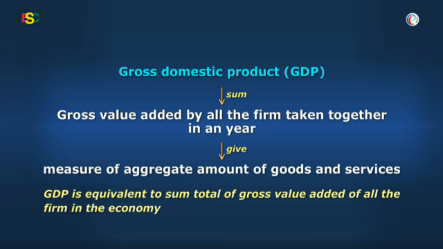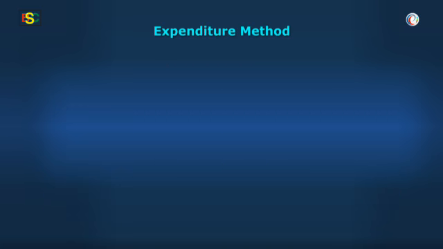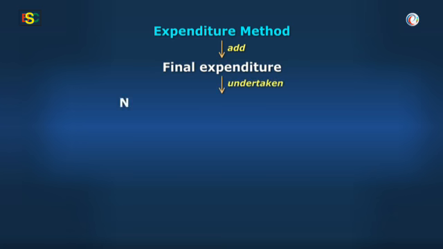Here, we will discuss how the expenditure method works. In this method, we add the final expenditures that each firm makes. Final expenditure is that part of expenditure which is undertaken not for intermediate purposes. No, I don't get this.